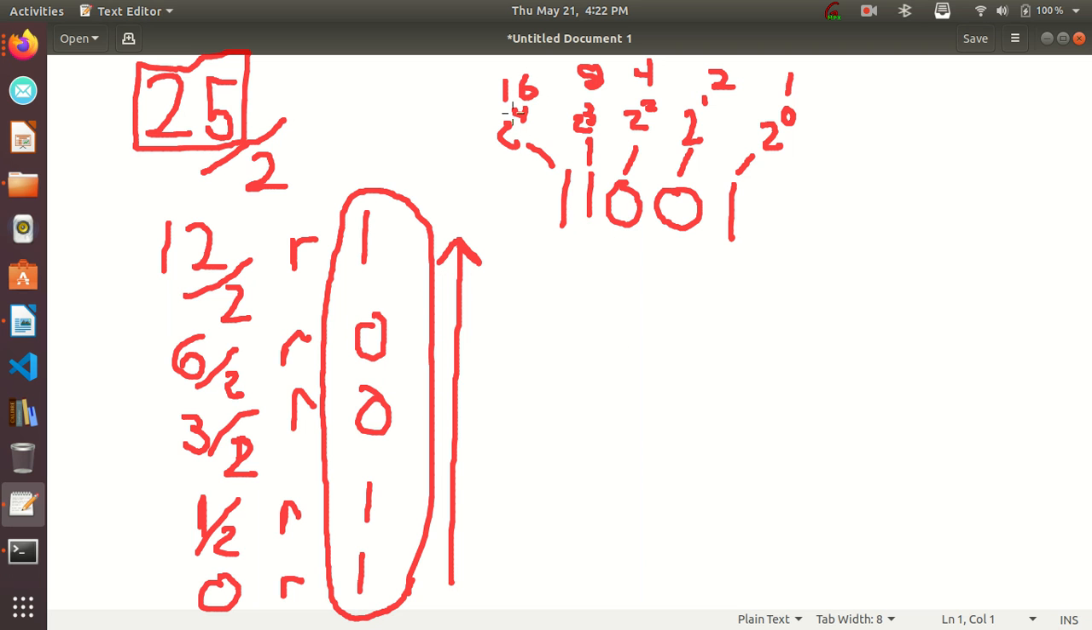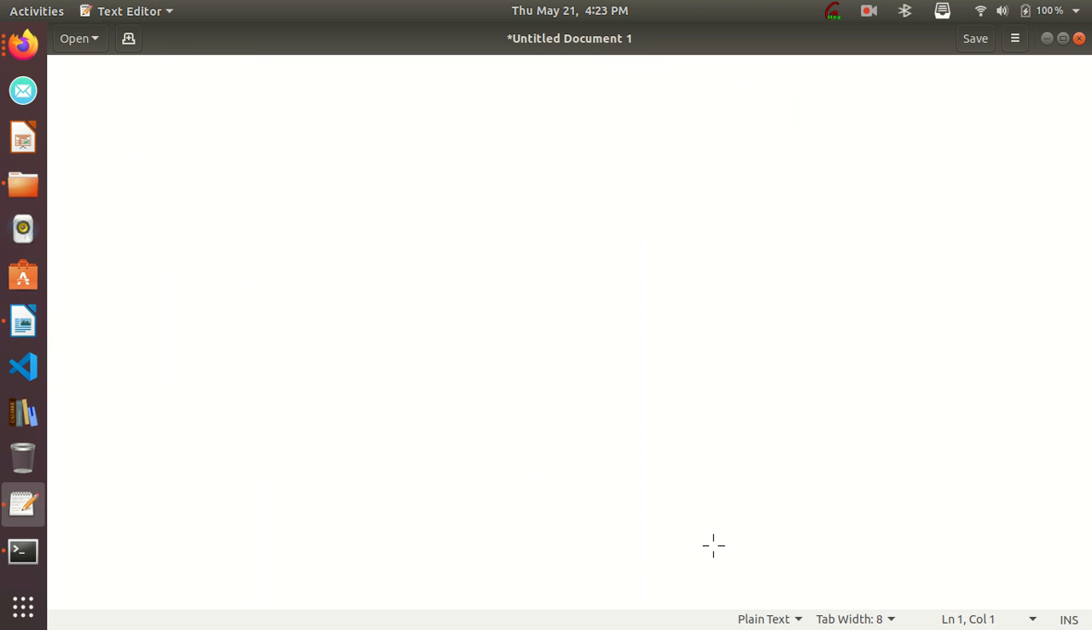So we've got 1 times 16 is 16, plus 1 times 8 is 8, plus 0 times 4 is 0, plus 0 times 2 is 0, plus 1 times 1 is 1. And if you add 16 plus 8 plus 1, you get 25.